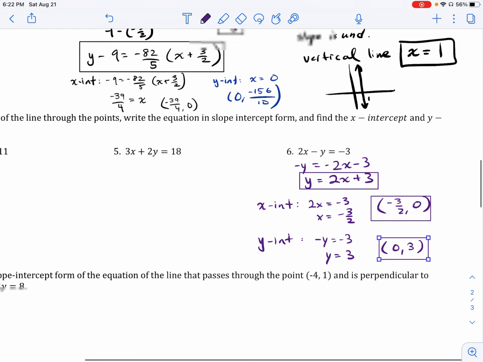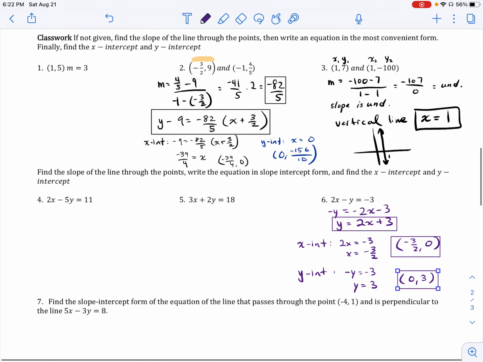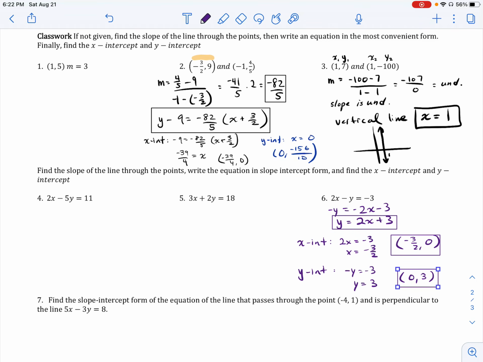All right. So take a moment, work through these problems. Since we're dealing with linear equations, you're really just concerned with slope and being able to write it in the correct form.